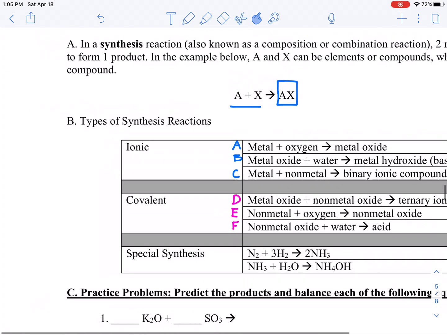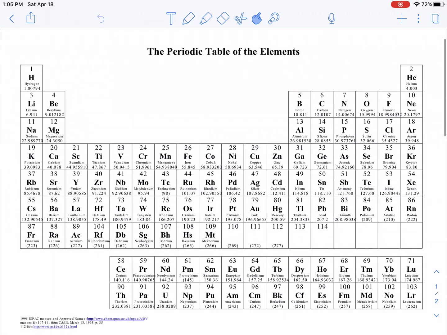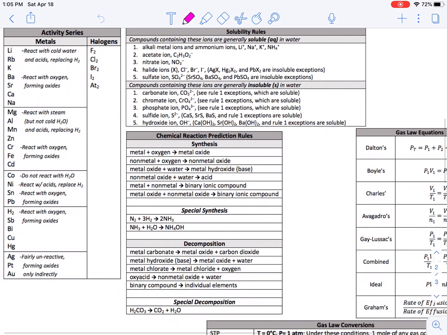Before we go further in the video, let me show you the resources that you have at your disposal, and you may want to take these out. First off, you're going to want a periodic table so that you can identify charges and figure out what crosses with what. You're also going to want your whole year resources sheet, and in particular, you'll notice that box that I was just writing on is provided right up here in the chemical reaction prediction rules. So remember, you'll get this on a test.